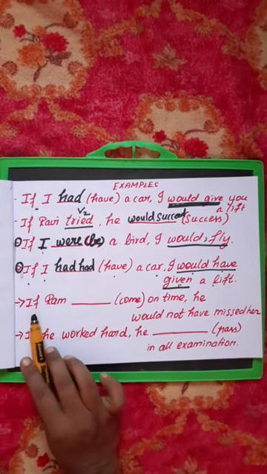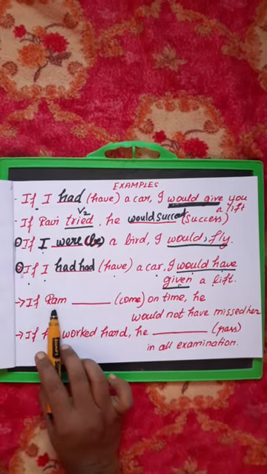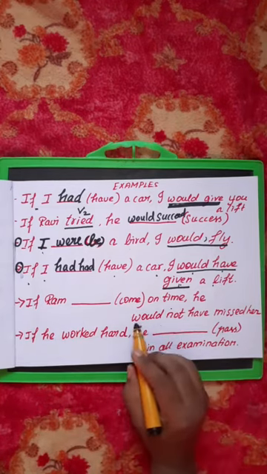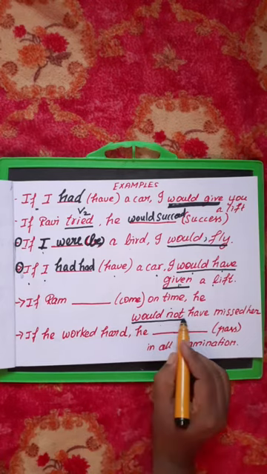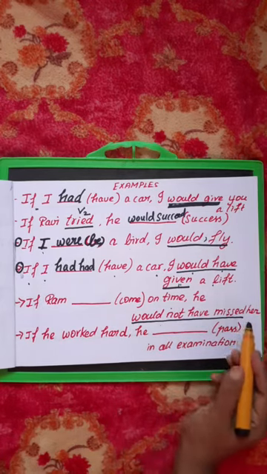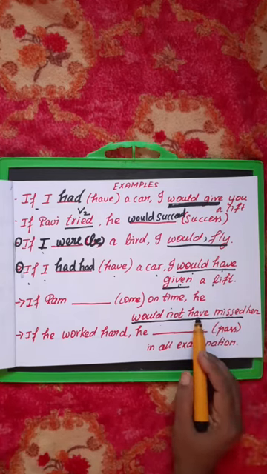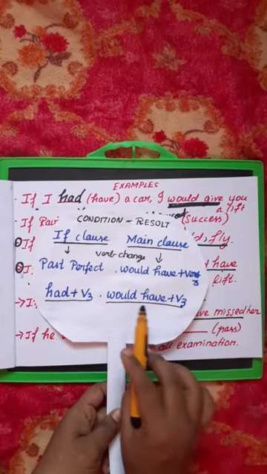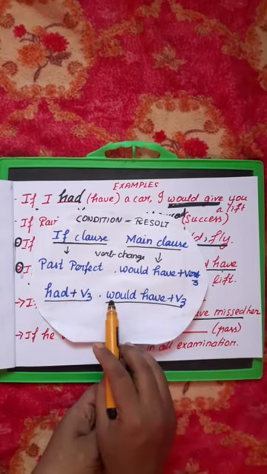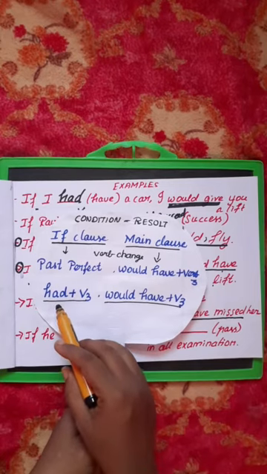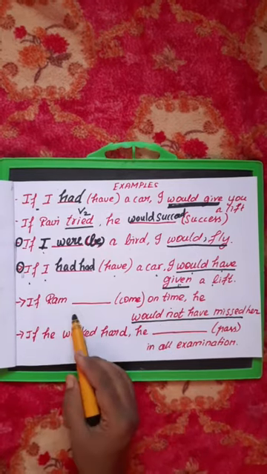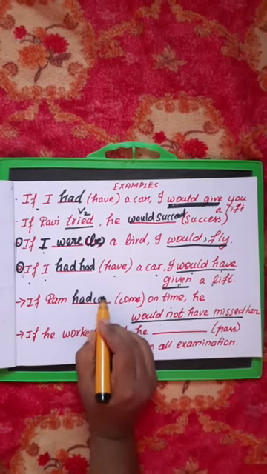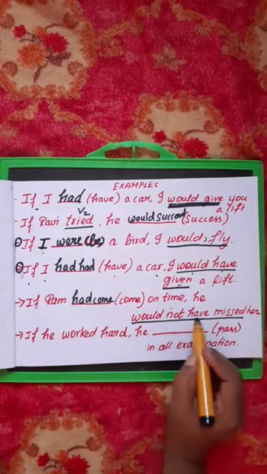Okay, let's see the next example. If Ram dash come on time, he would not have missed her. Let's underline the verb. Would not have missed. Would have plus V3. Of course, it is in negative form. What is the rule? Would have plus V3. Not is not a thing; that differs according to the sentence. Would have plus V3 means in the if clause we have to use had plus V3. What is the answer here? Had. If Ram had come on time, he would not have missed her.